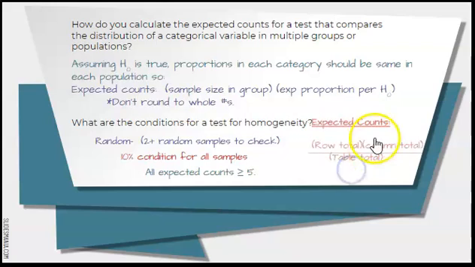So to do expected counts, here's what it's going to look like. You're going to have a two-way table, and you're going to take the row total of your category, multiply it by the column total, then divide by the table total. It's a little bit of a complicated thing, but there is a shortcut to this, and I'll explain what that is in a moment. But this is the formula: row total times column total divided by table total.